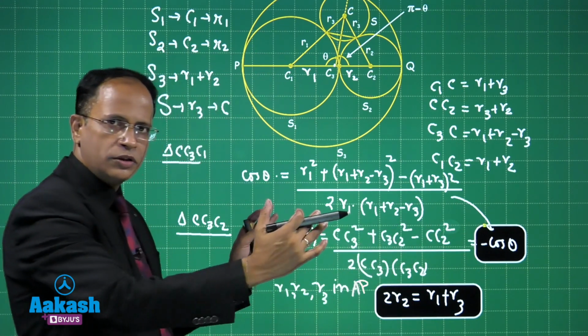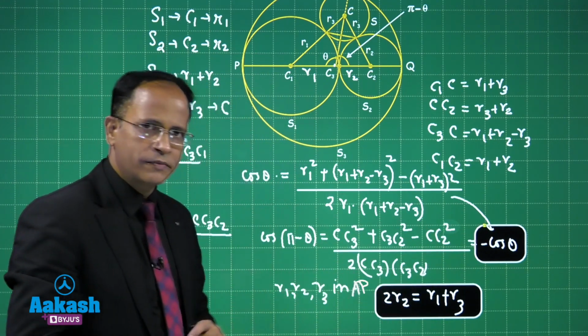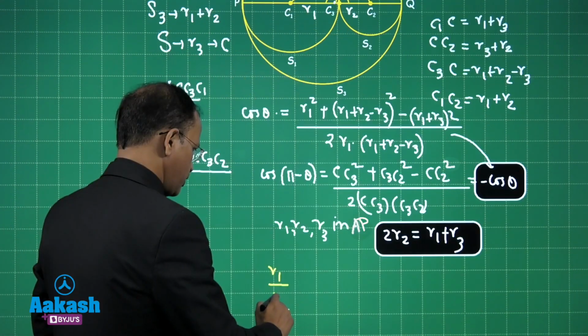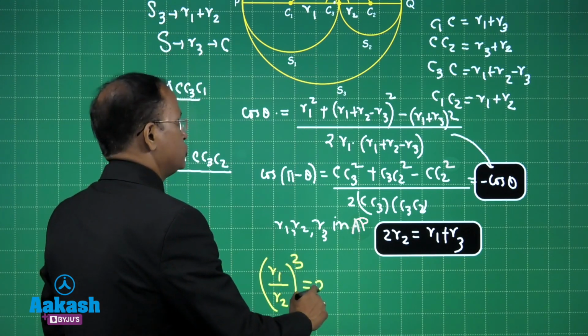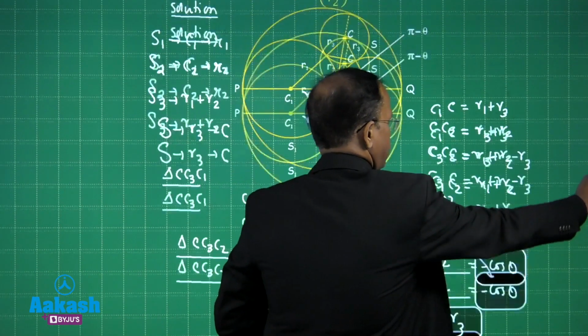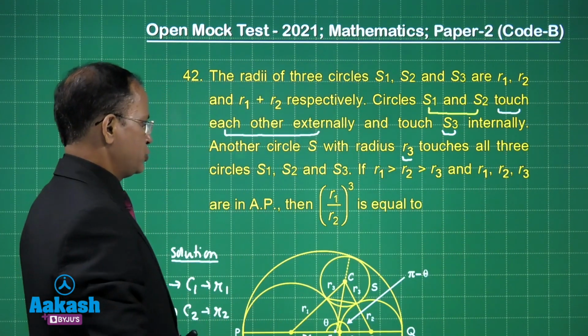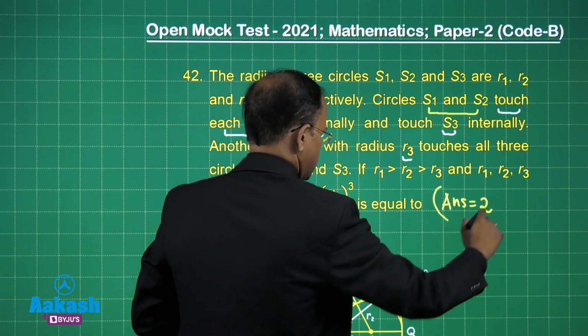So, we get both the terms in terms of radius and we will get a relation. Then we will use this relation, and after that we come out with R1 upon R2 whole cube is equal to 2. So this is the final answer we have: R1 upon R2 whole cube is going to be 2 in this case. So the answer is 2.